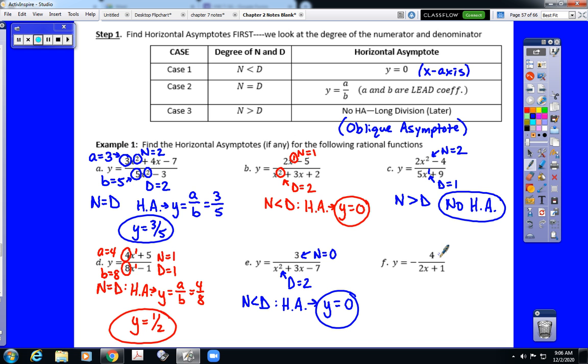And finally, on the last one, the numerator's degree is 0, the denominator's degree is 1. Since the numerator is less than the denominator, the horizontal asymptote is the line y equals 0. Very simple idea. Okay, so there's 6 good examples of how to find the horizontal asymptote.